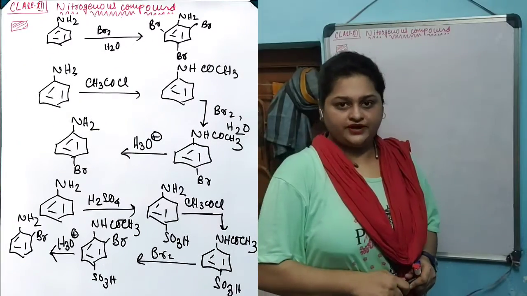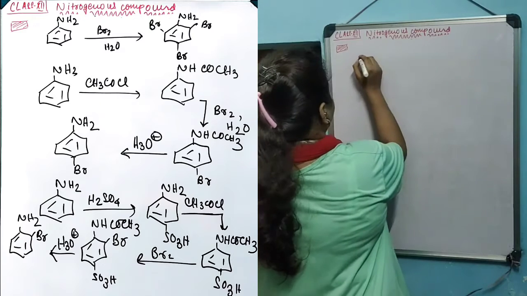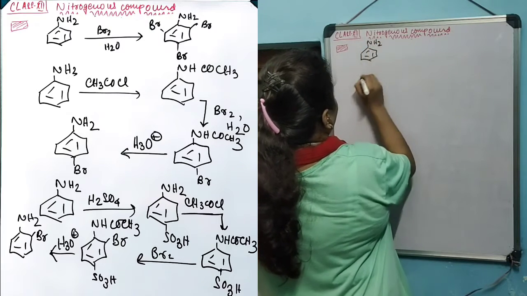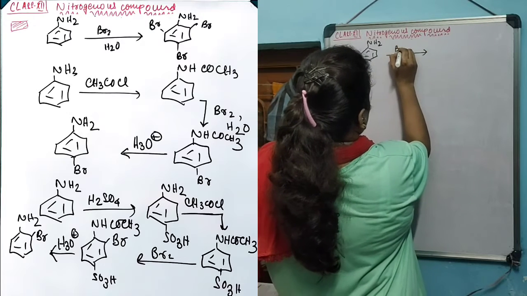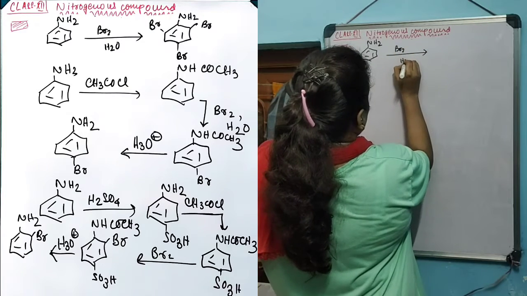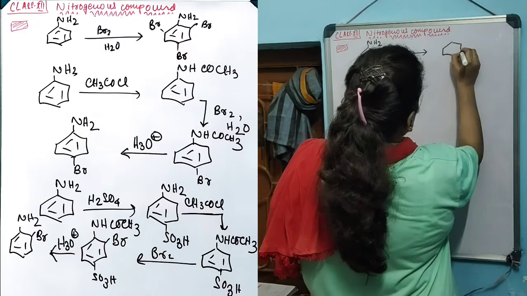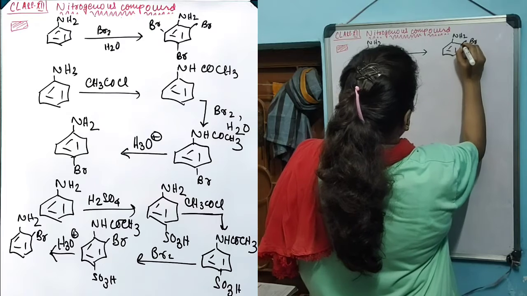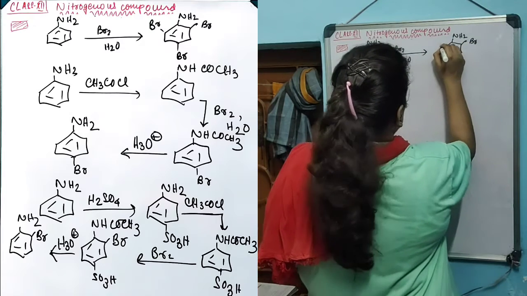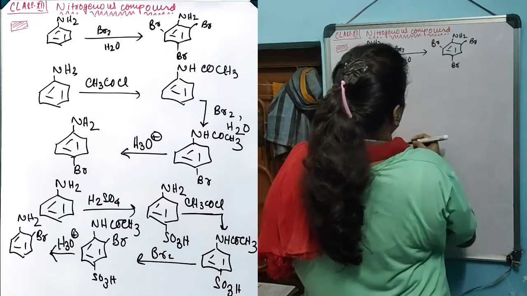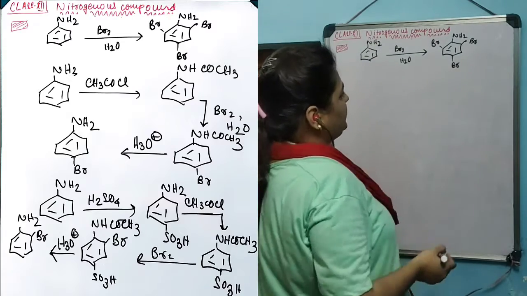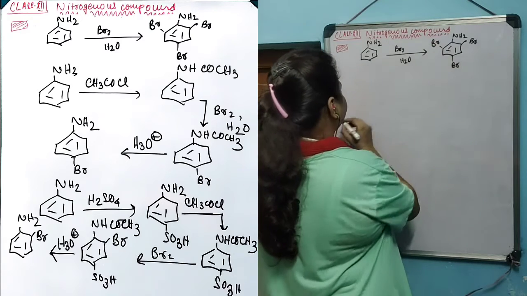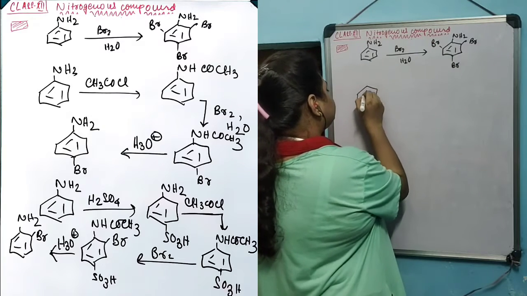The first reaction of aniline that we are going to do is bromination. We know that aniline is ortho-para oriented, so when bromination is done, as aniline is extremely reactive, all three positions, two ortho and one para, will be occupied by bromine and this product will be formed. Now, the reactivity of aniline can be reduced by this method.